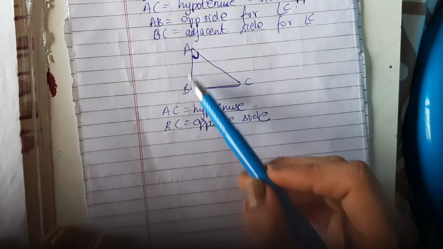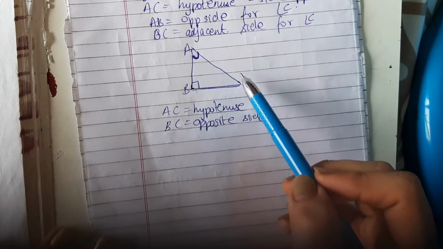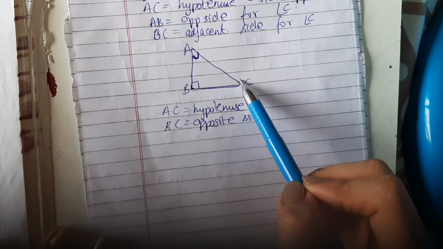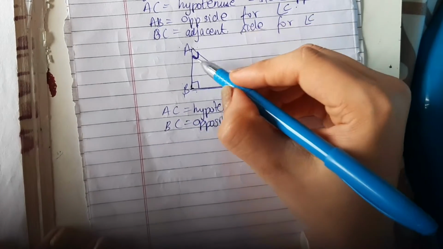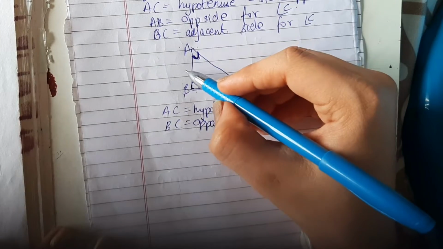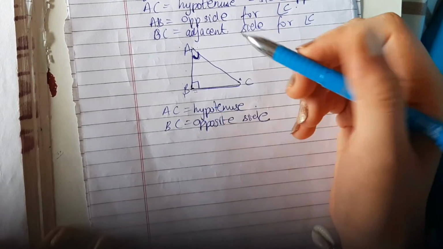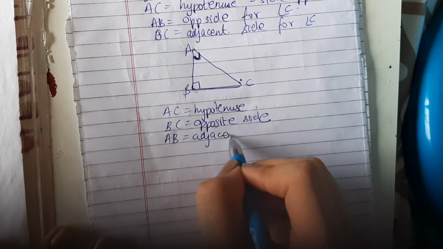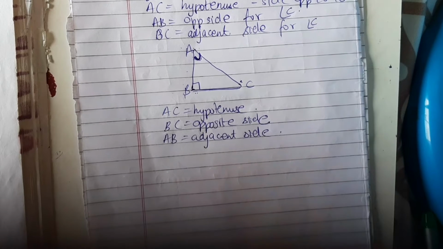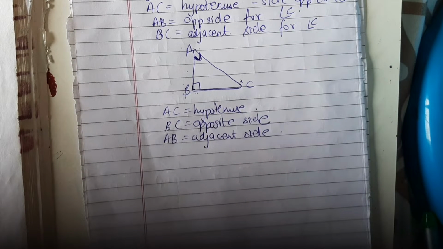And for angle A, what is the adjacent side? AC is the hypotenuse, BC is the opposite side, so AB will be what? The adjacent side, because the side next to angle A is AB. Got it? So AB is equal to the adjacent side. Understood? At the end of this concept, we should know what the hypotenuse, the opposite side, and the adjacent side are with respect to the given angle.